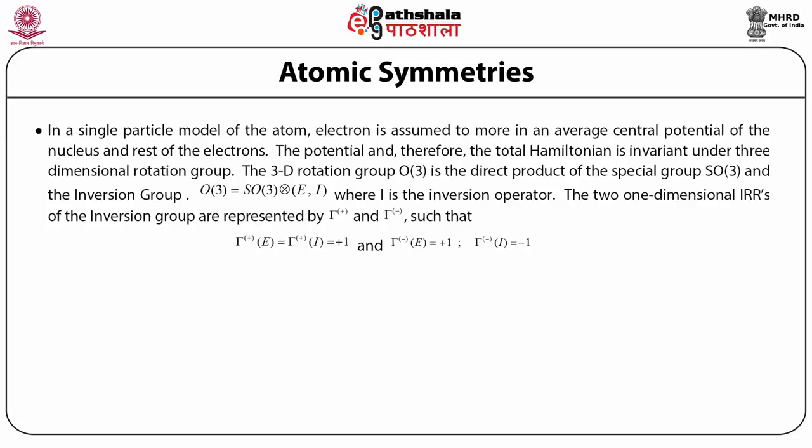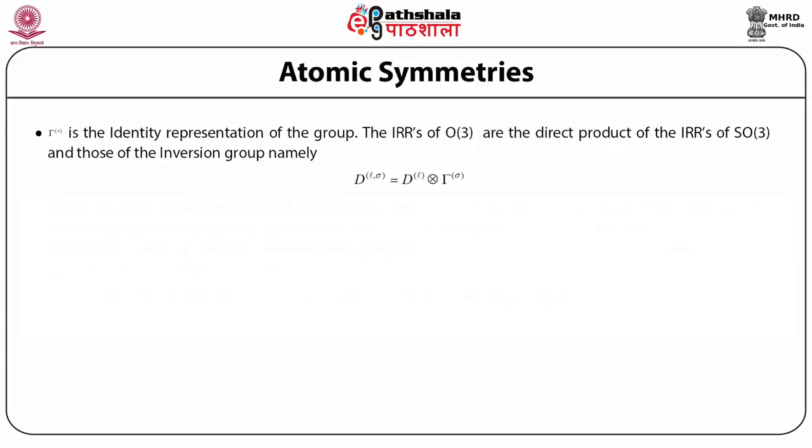Both are of dimension 1, which we have represented by gamma plus and gamma minus, such that the character of gamma plus for E and for the symmetry operation I is +1, whereas gamma minus for the identity operation is +1 and gamma minus for the inversion operator is -1. So gamma plus is the identity representation of the group.